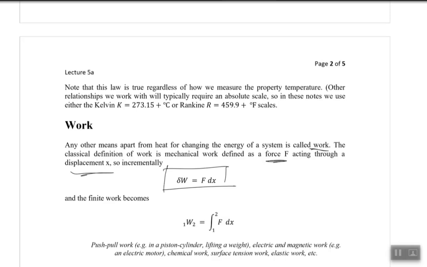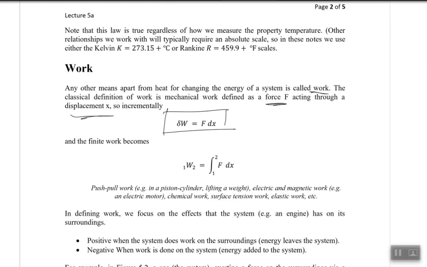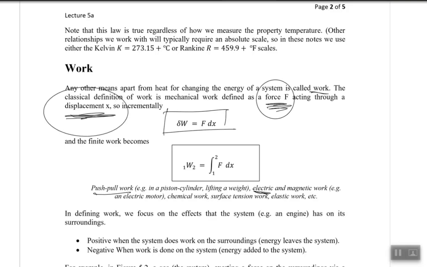For a finite work, which means from state 1 to state 2, the work done from 1 to 2 would be equal to force into displacement from state 1 to state 2. Yes, we can say this is a mechanical work, and displacement x would definitely be a mechanical displacement. But in simple words, the force can be any force and displacement can be any displacement. Like in push-pull work, we have one force and displacement. For electrical work, we have a different force, we call it electrical force, and a different displacement, we call it charge displacement.